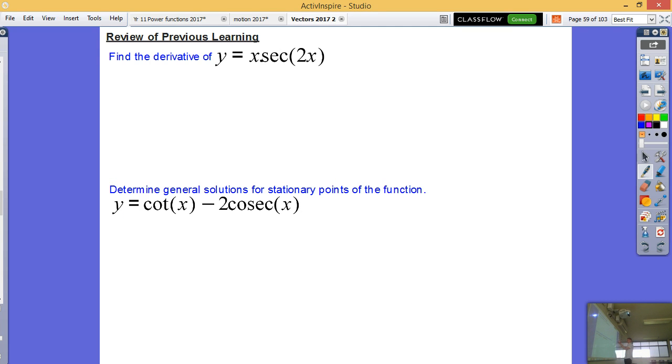Alright, so looking at what we've done previously, I'd like us to draw on what we remember from last class on the derivatives of sec, cosec and cot. And we're going to use that to differentiate these functions. Now, this is not just any normal sec function, it's an x multiplied by a sec function. So what technique should we be using? A product rule. Yep.